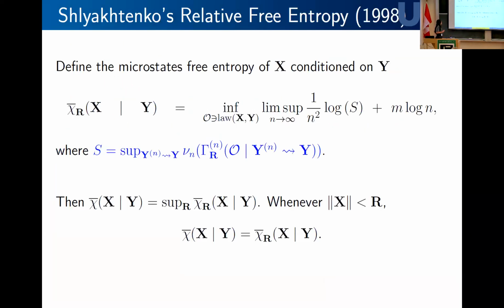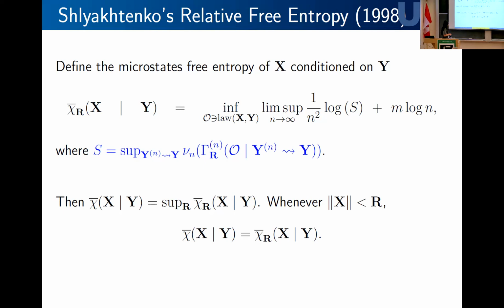Okay, and then we do the usual definition of the microstates free entropy. In this case, I'm starting with Shlyakhtenko's relative microstates free entropy. And the key thing here is I have the exact same formulation that Dan showed this morning, and the quantity I'm taking the log of is the Lebesgue measure of these microstate spaces when I choose approximating microstates Y_n and generators Y to maximize whatever this Lebesgue measure is. And in this case, once R is big enough, bigger than the operator norm of X, this thing is constant. So in some sense, I can restrict down to bounded microstates.